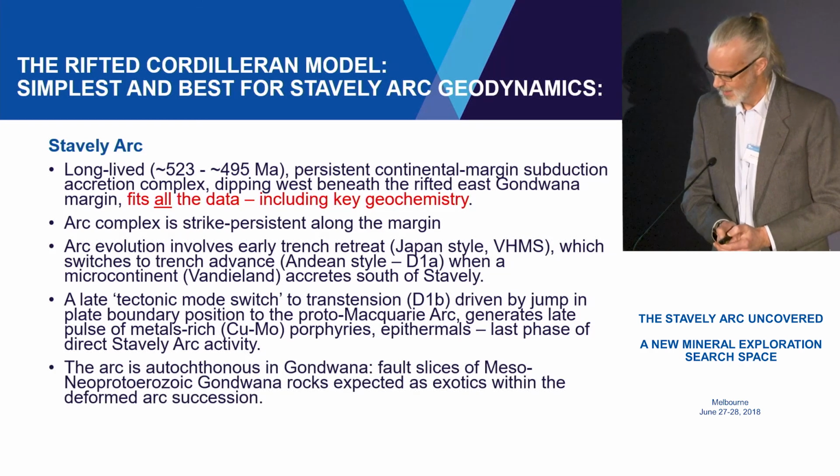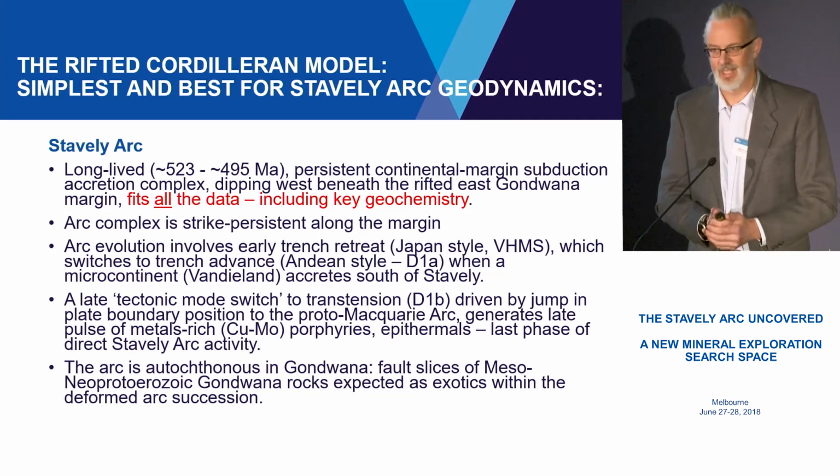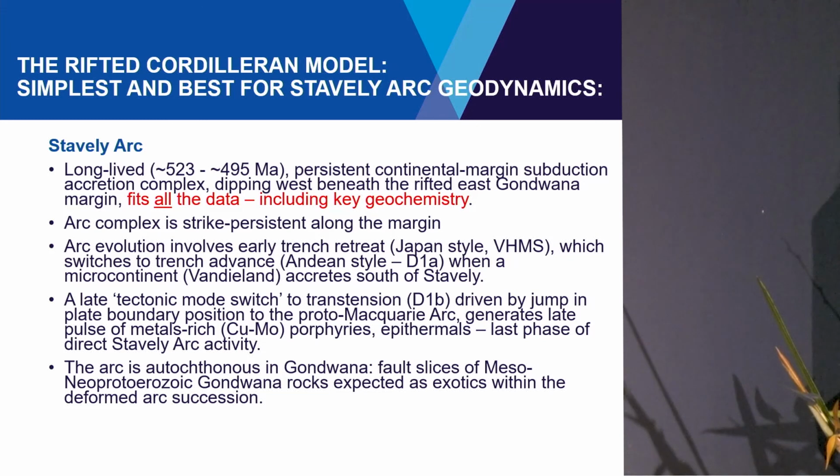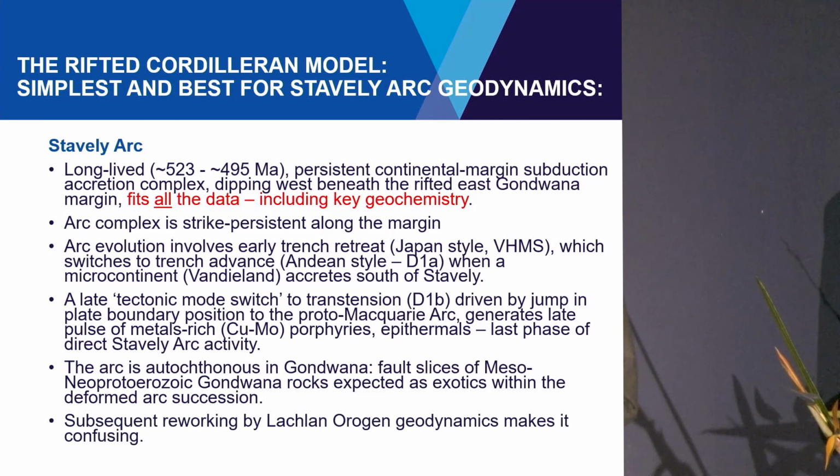That's the last phase, and that's the one with the mineralised porphyries and epithermals. Very significant. The arc's autochthonous to Gondwana, so it formed in situ on Gondwana, and that means that fault slices of all sorts of stuff related to that margin are expected as exotics within the deformed arc succession, and that includes Glenthompson sandstone, that's part of the Cambrian 2 group, but it also includes the serpentinite, and you could even potentially find little bits of Meso or Neoproterozoic stuff in there. And it's confusing because of what's happened to it later on, so we'll get to that later on, and that's my talk.